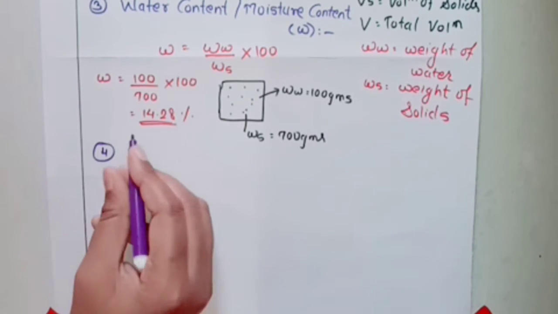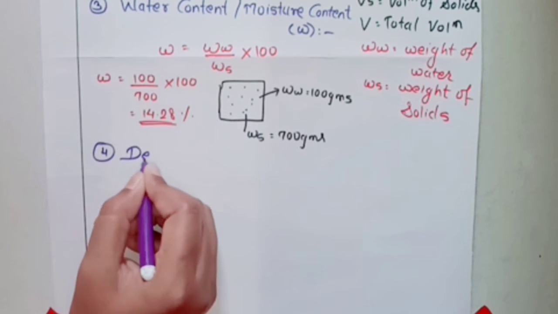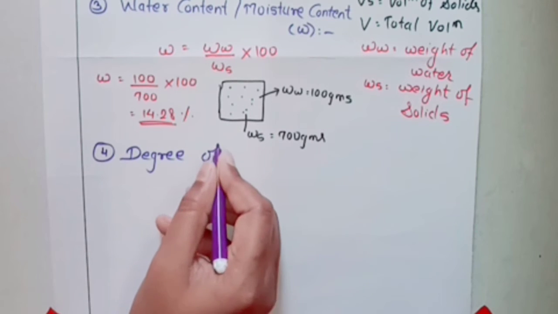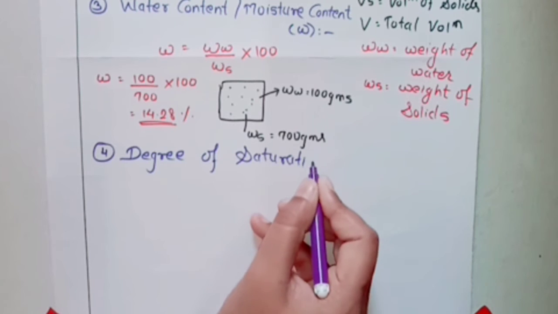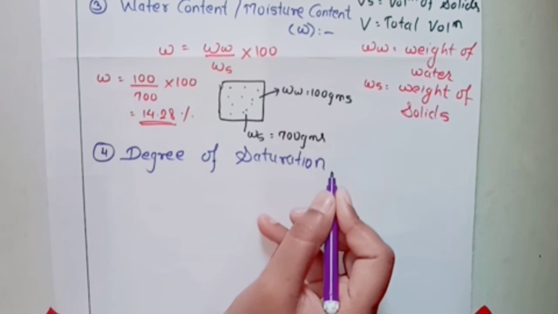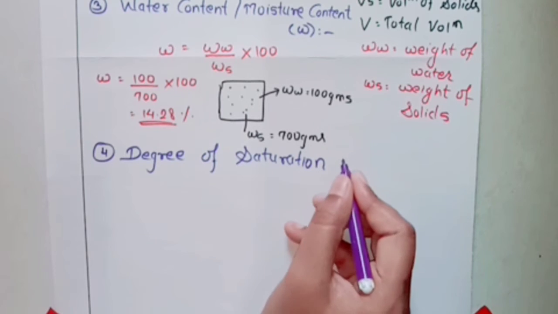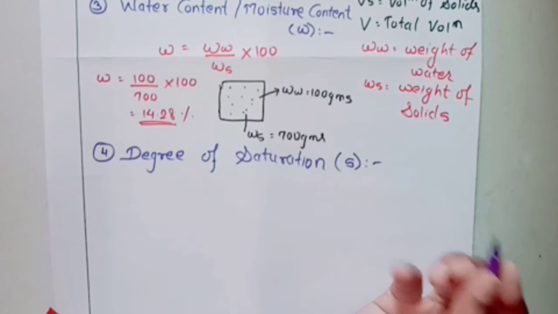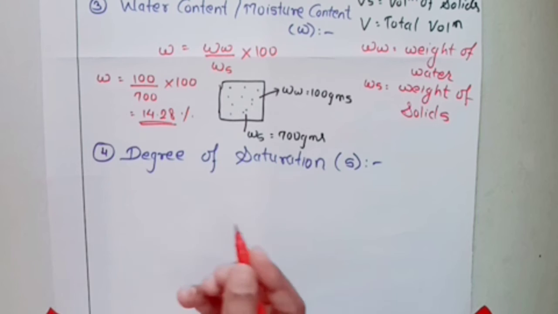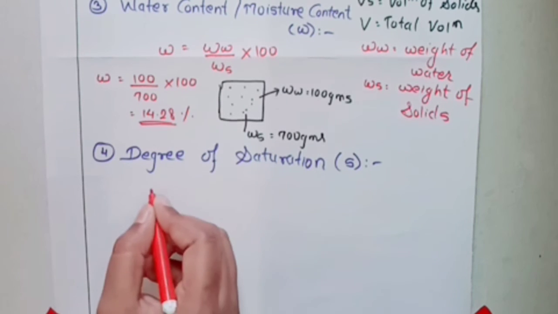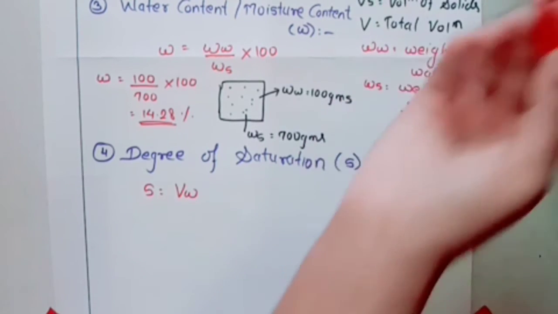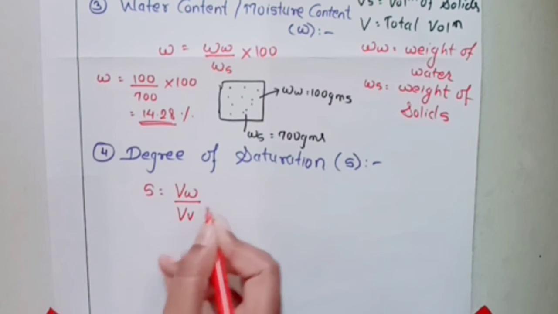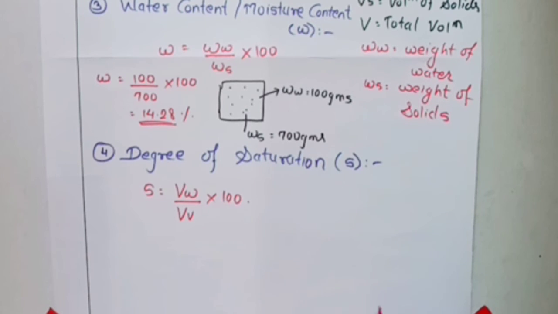So fourth is degree of saturation, that is denoted by S. Okay, so here the formula for degree of saturation is S equal to VW, volume of water, upon volume of voids into 100, VW upon VV into 100.